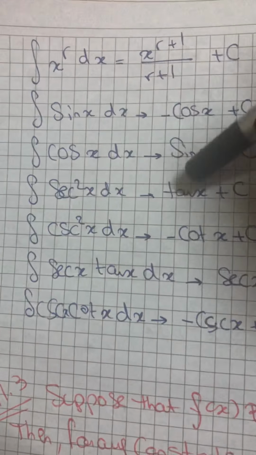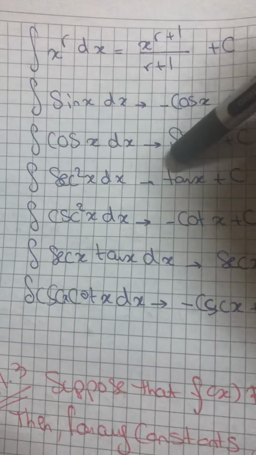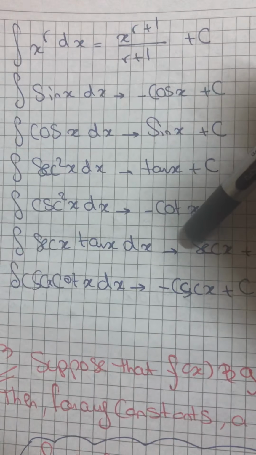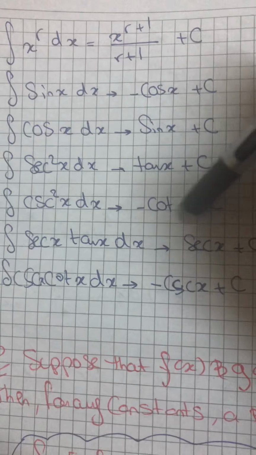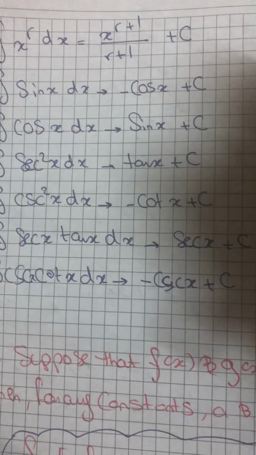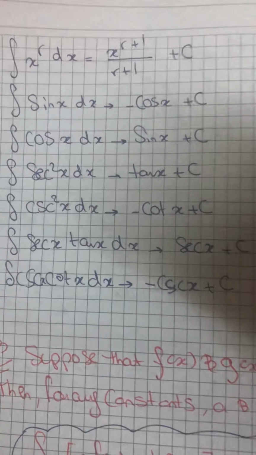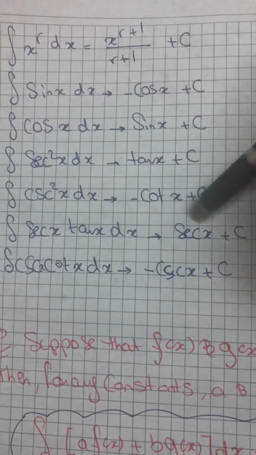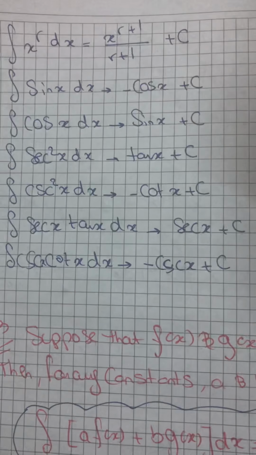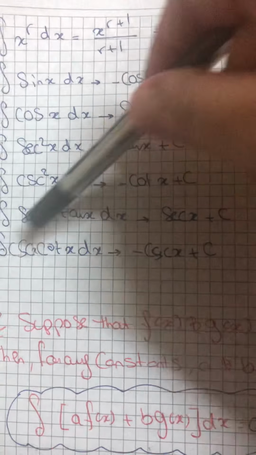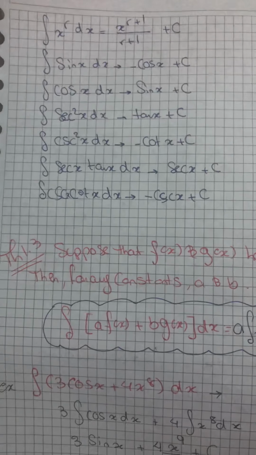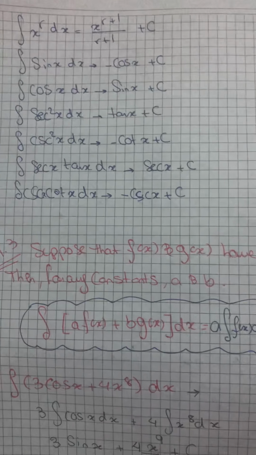Sec squared x, its antiderivative is tan x, because the derivative of tan x was sec squared x. Cosec squared x, its antiderivative is negative cotan x, because the derivative of cotan x was negative cosec squared x. Go back to those rules that I gave in the derivatives. Sec x tan x, its antiderivative is sec x, because the derivative of sec x was sec x tan x. And cosec x cotan x, its antiderivative is negative cosec x. You can refer to the opposites in the derivatives lesson, at point 6, I think.